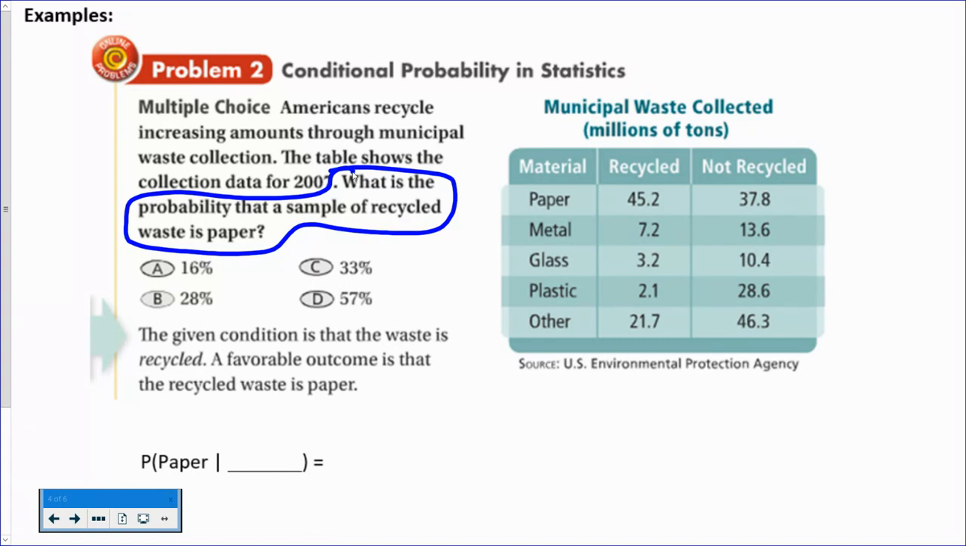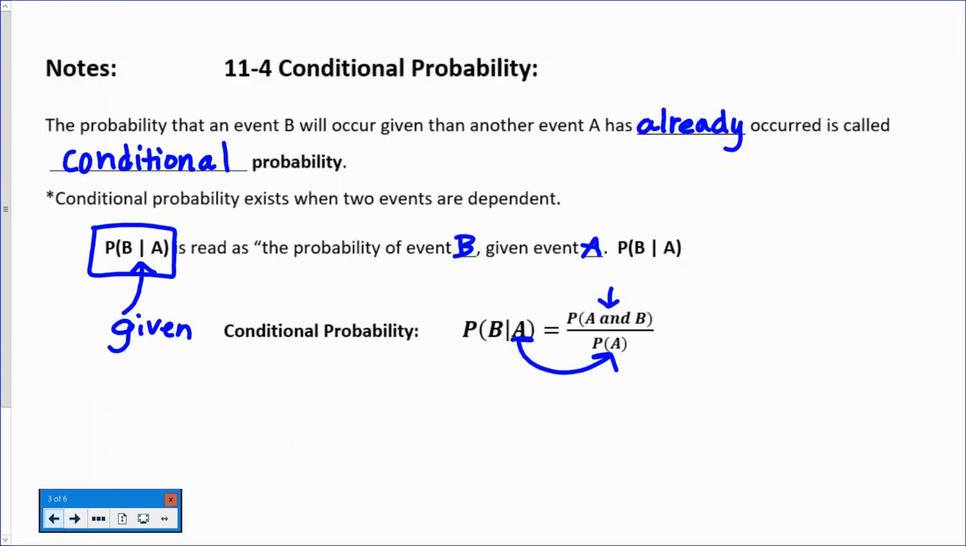And so it's explained the given condition is that the waste is recycled. A favorable outcome is that the recycled waste is paper. So when I set it up in this form, this would mean the probability that we get paper given, so they told us the given condition is that it is recycled. Okay, so then I'm going to use my data in my table to calculate this. So according to our little formula on our last slide, we take the probability of both events over the probability of the second event that is given.